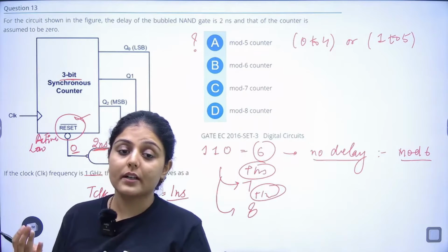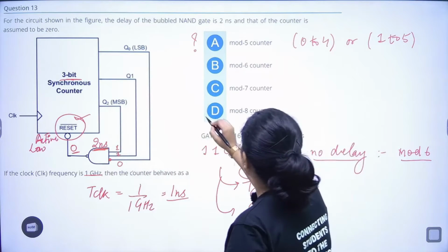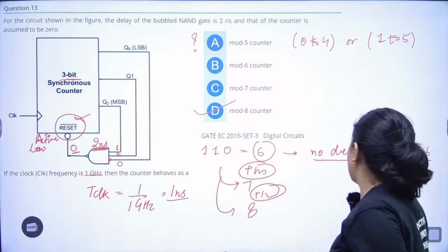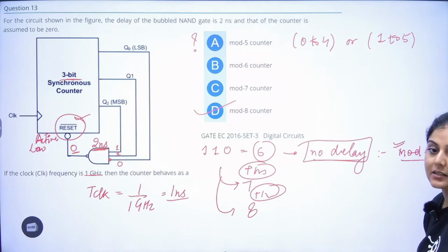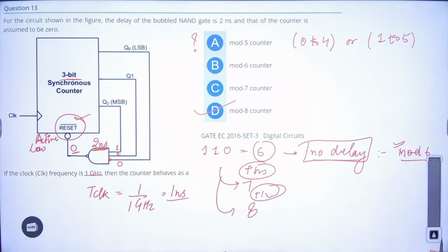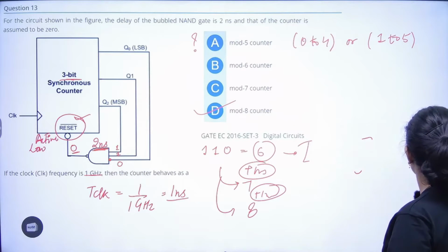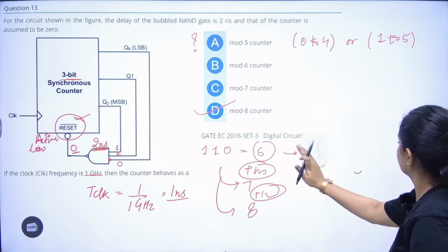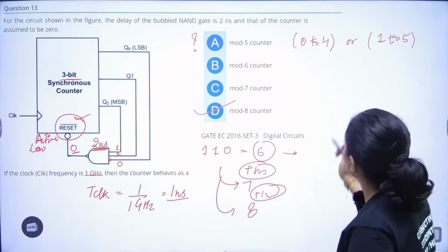So it is a mod 8 counter. It will count up to 8 because of this delay present here. If there was no delay, it should be a mod 6 counter. If I draw the table for you, what's happening here?